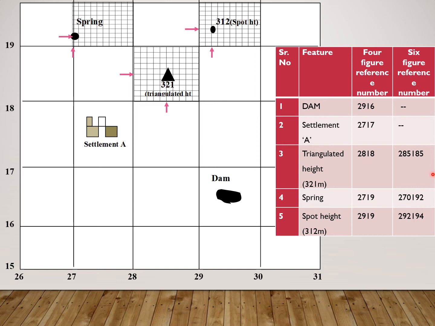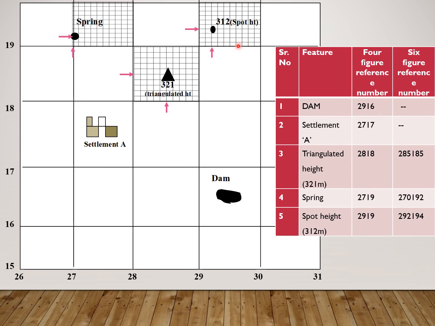Now for the spring. If you look at the spring, for the 6-figure grid reference, this is the 27 easting, always writing eastings first. It is exactly lying on the 27 easting. So I have written 27, and it has not gone ahead, so it is 27 0 because I have to maintain 6 digits. It is on the 0 line. Then this is the 19 northing, and above 19 it is 1 and 2. So you have 19 2. So it is 27 0, 19 2. That is the 6-figure grid reference for the spring.